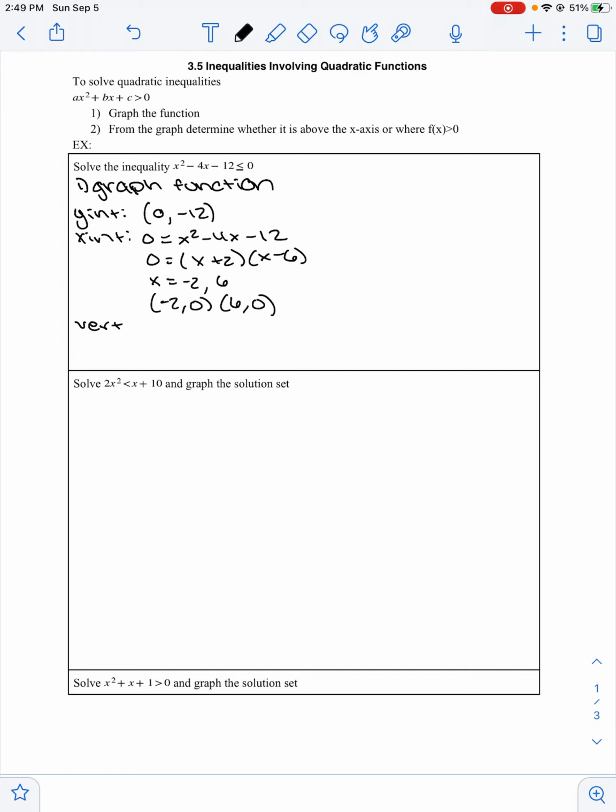And then lastly, the vertex. So -b over 2a. Plug that back into our equation. And that equals -16. So our vertex is 2, -16. Now I'm going to graph the equation.